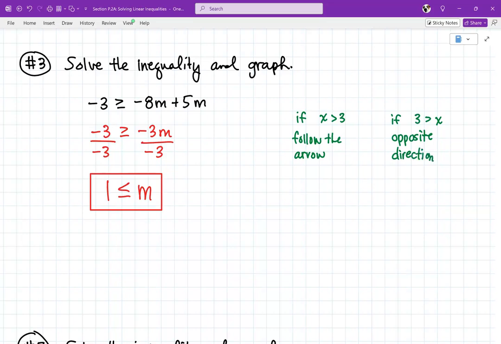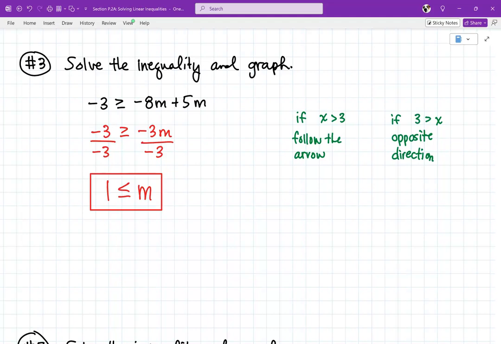So when you solve it, if your variable is on the left side of the inequality, just follow the arrow. If the arrow is pointing right, go right. If it's pointing left, go left. If your variable is on the other side, on the right side of the inequality, then you have to go the opposite direction. If it's pointing left, you're going to go right. If it's going right, you're going to go left. Opposite direction if it's on the opposite side.